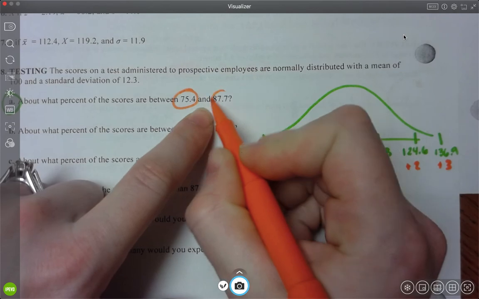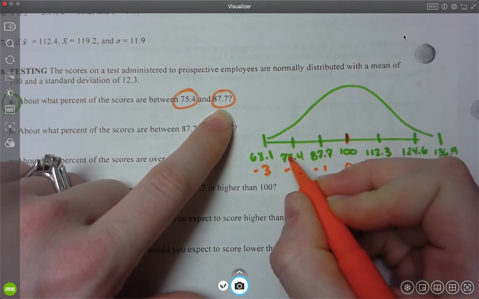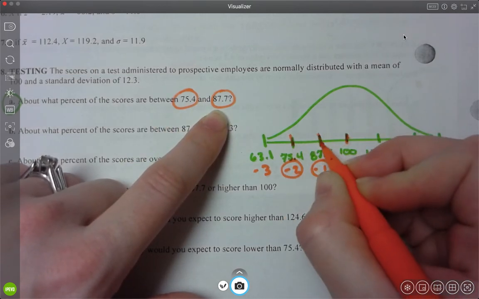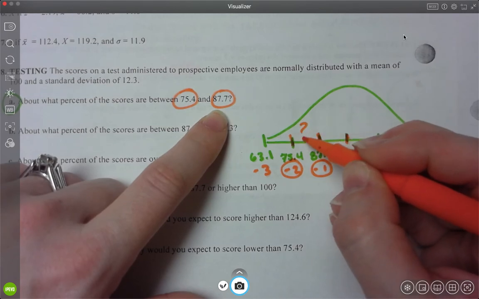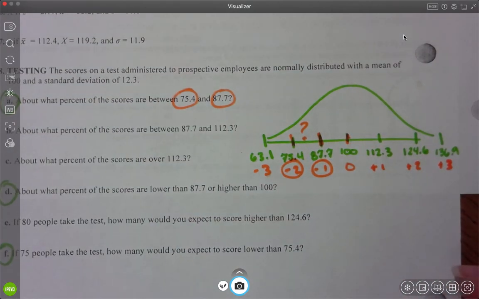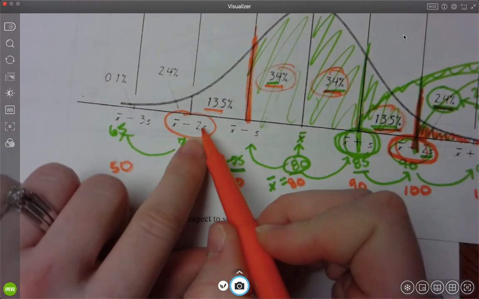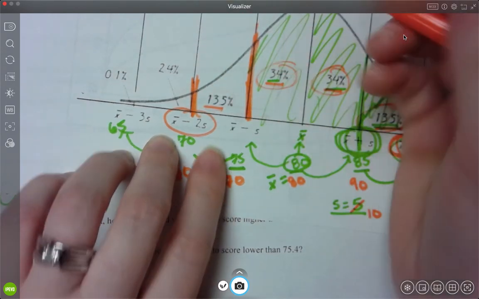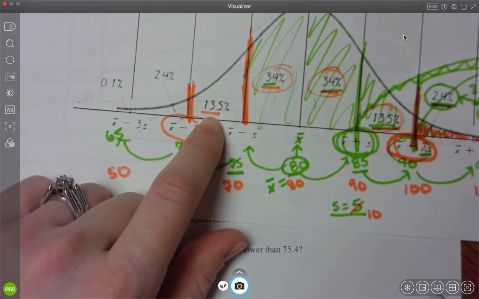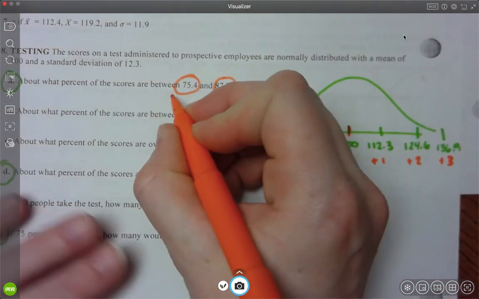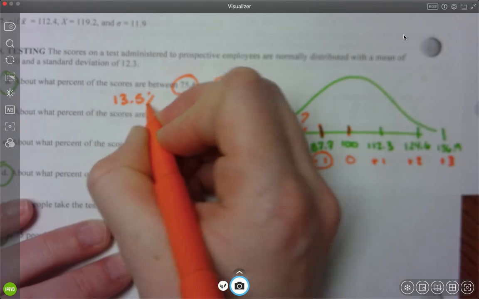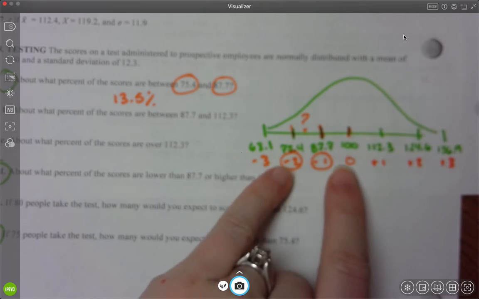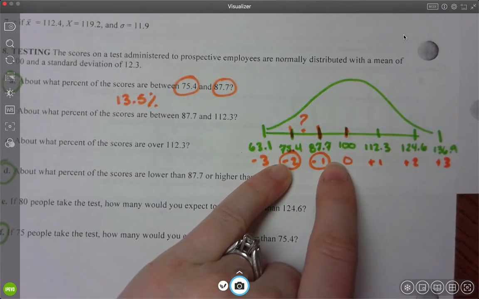All right, so here's another one in part A that says about what percent of the scores are between 75.4 and 87.7. So 75.4, that's at a -2, and 87.7 is -1. So these two categories are right together, okay? So I just want to know what percentage is right about in here in those two. According to the empirical rule, -2 and -1, -2 is here, -1 is here. So I want to know what percentage is in between these two values. And I don't have to add anything together, it's just 13.5%. So that was kind of nice. 13.5% of the prospective employees will score between a 75.4 and an 87.7, 13.5%.